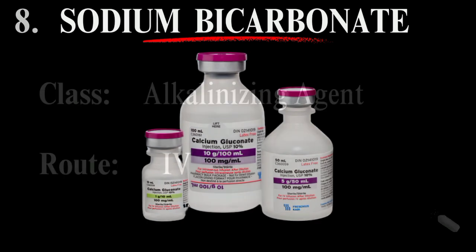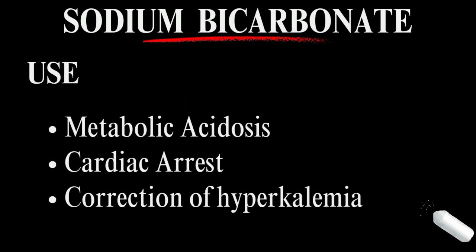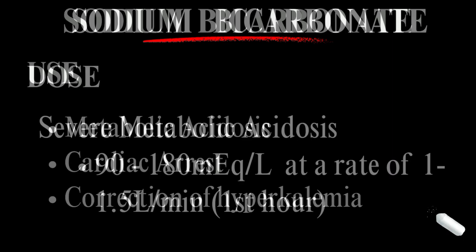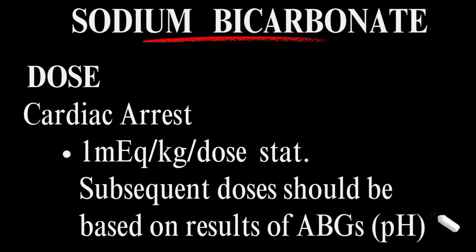Sodium bicarbonate. It's an alkalinizing agent and the route of administration is IV. It's used in the treatment of metabolic acidosis and cardiac arrest that is caused by metabolic acidosis. It's also used for the correction of hyperkalemia. For severe metabolic acidosis, the dose is 90 to 180 milliequivalents per liter at a rate of 1 to 1.5 liters per hour in the first hour. And for cardiac arrest, the dose is 1 milliequivalent per kg as a start dose, and the subsequent doses should be based on the results of ABGs.